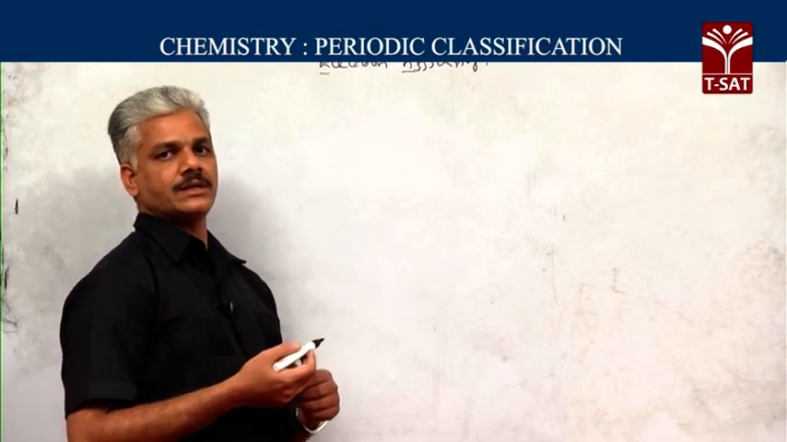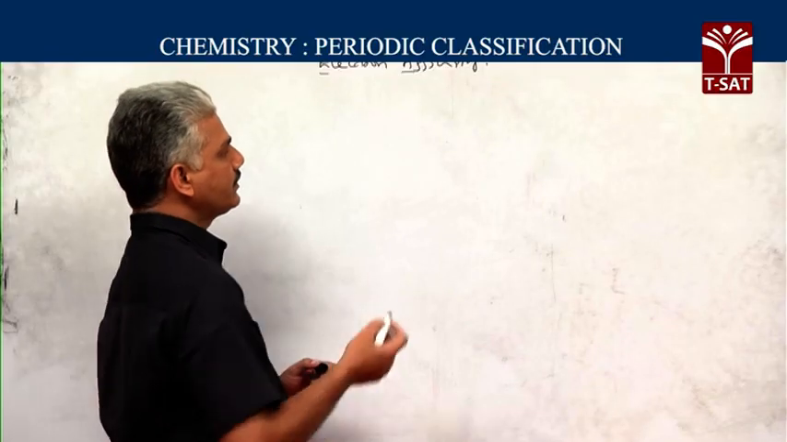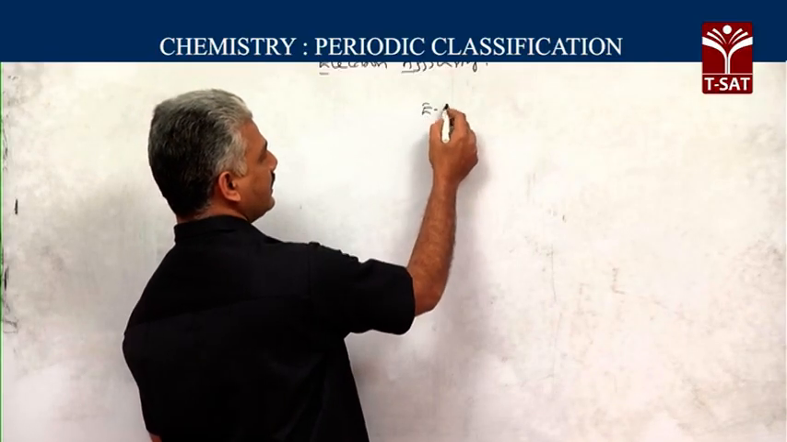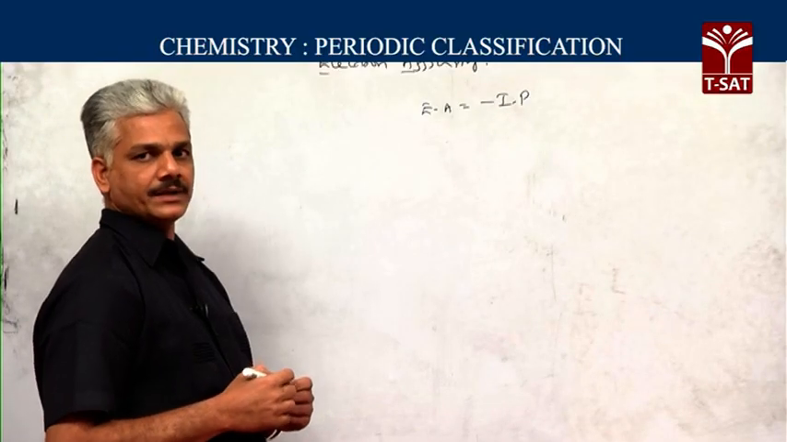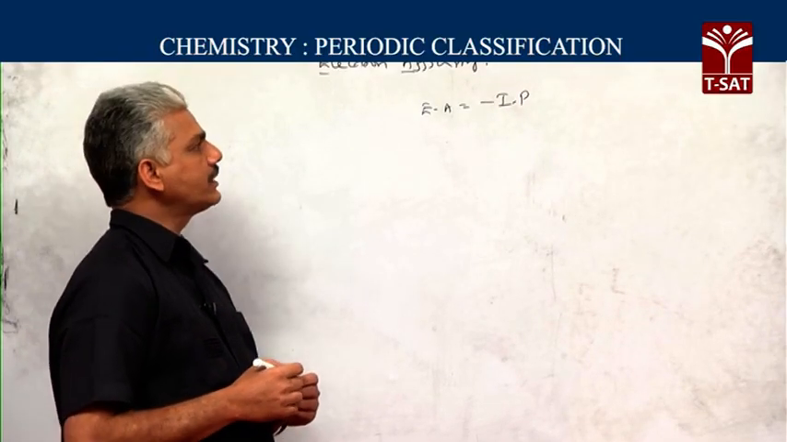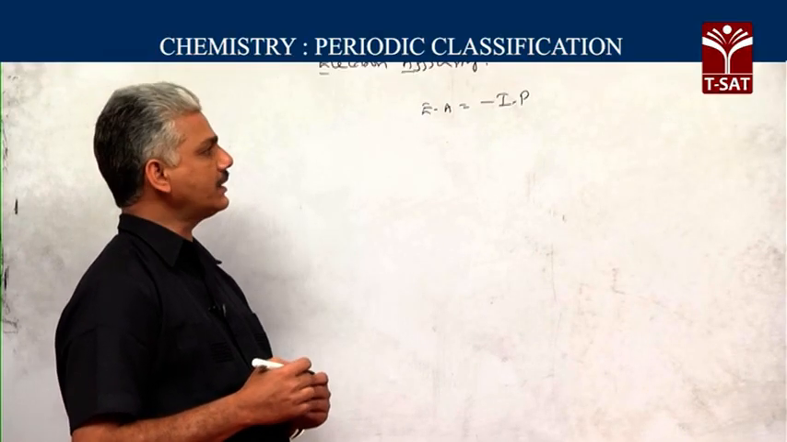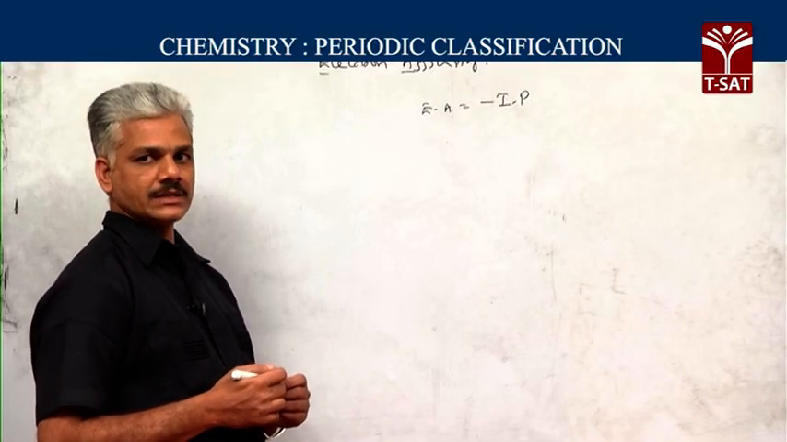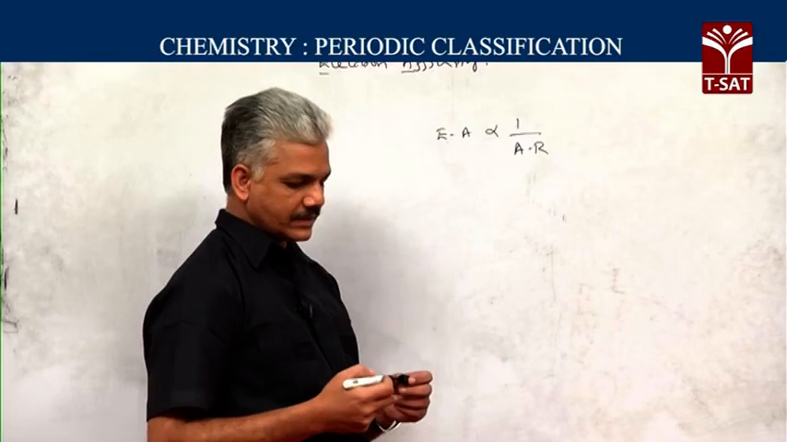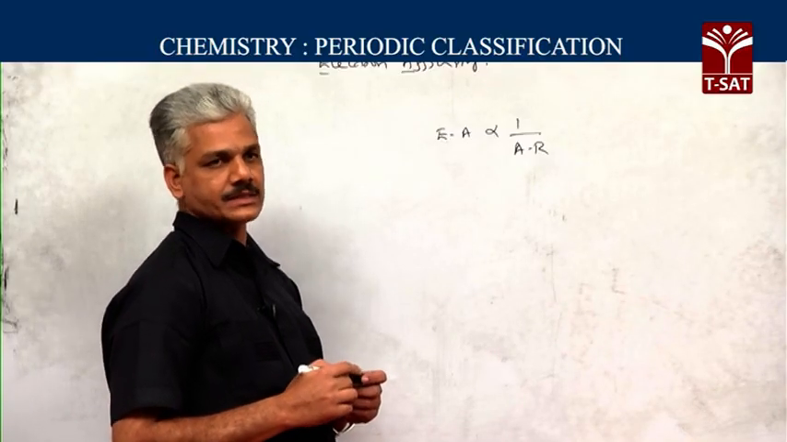It is a quite opposite property to ionization potential. The two can be correlated as EA is equal to minus IP. We can define electron affinity as the amount of energy released during the addition of one electron to the outermost orbit of a neutral gaseous atom. Means with increase in atomic radius, electron affinity value decreases.